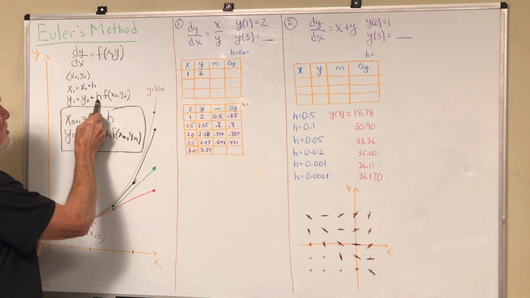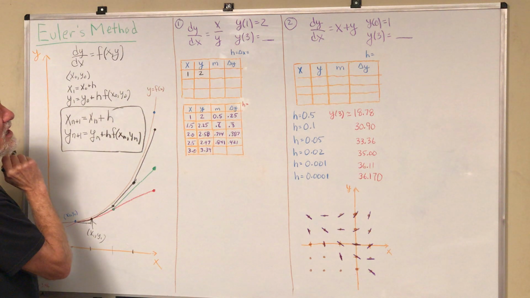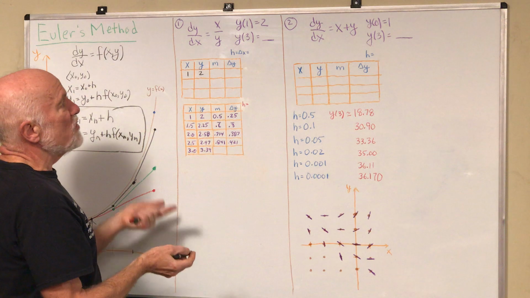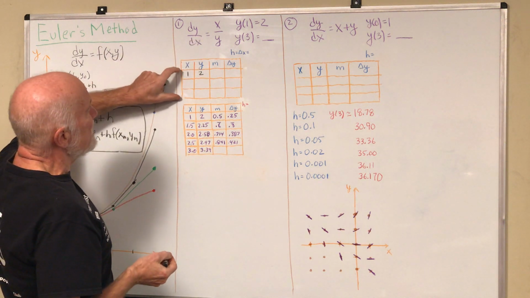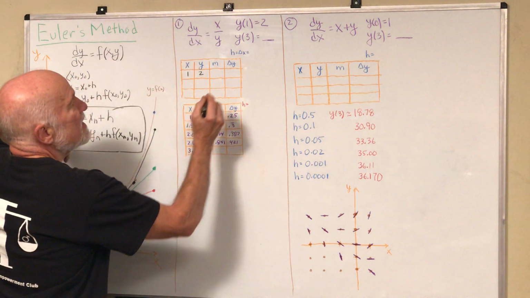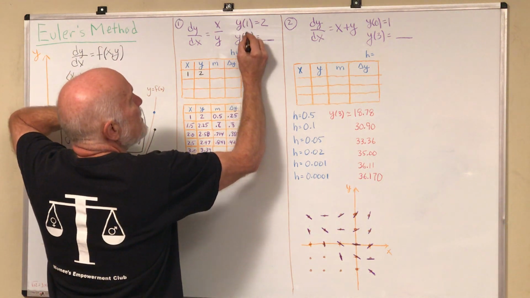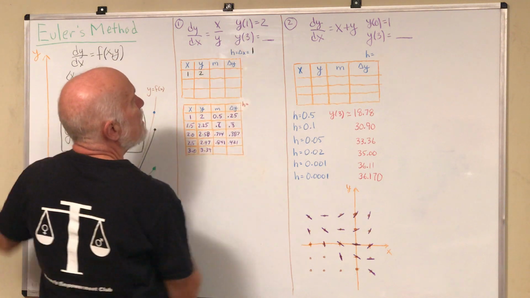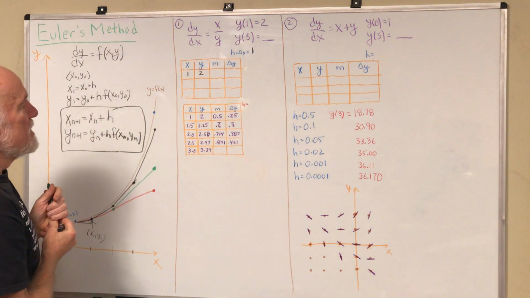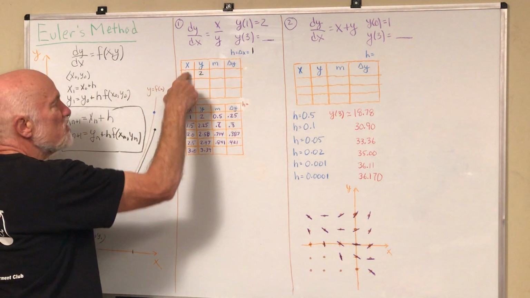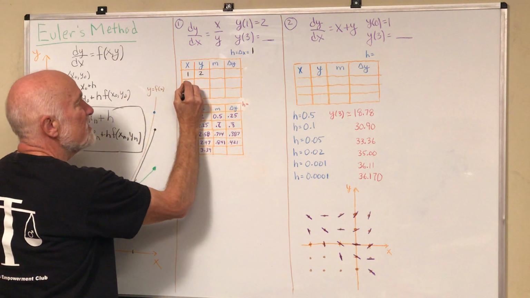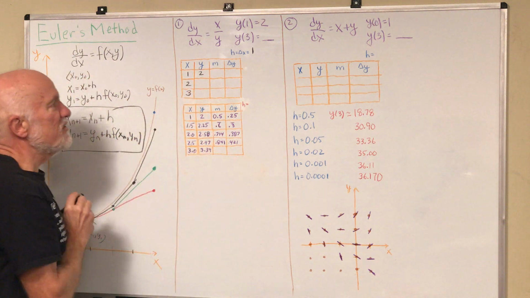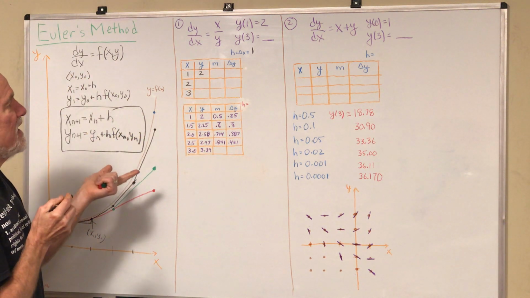I need the change in x. So it depends on how many steps we want to do. So on this first time, let's do it in 2 steps. So let's go from 1 to 3 in 2 steps. So that means the change in x is going to be 1. So that means if this was the first x, the next x is going to be 2. And then the next x is going to be 3, because the change in x is always 1.